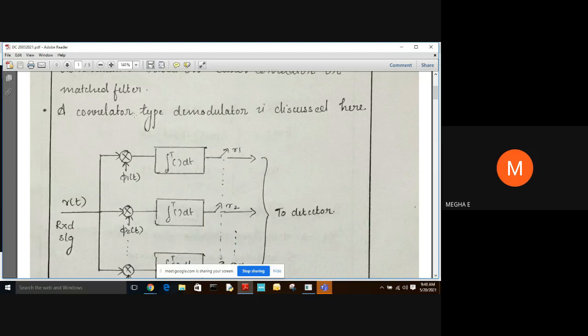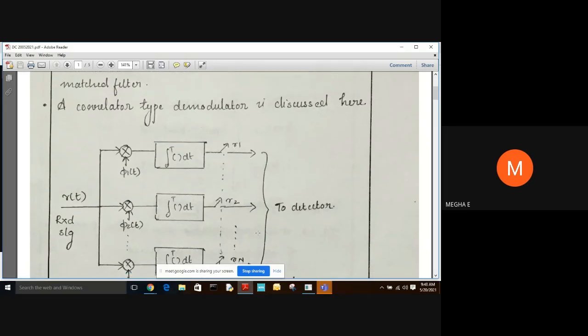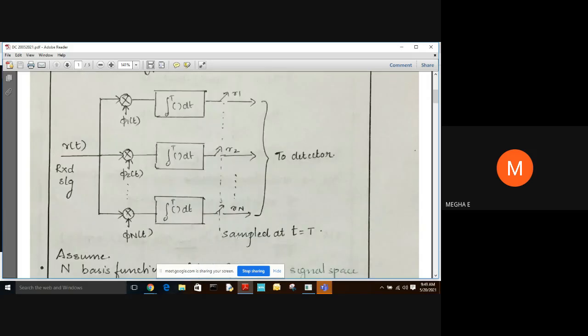We use the term correlator because here we can see a product modulator followed by an integrator. The signal demodulator converts r(t), the received signal, into a vector signal r1, r2, r3, up to rn, the vector components. This output is given to a detector. The detector takes the vector at the output of the demodulator. So this is our demodulator, and this output is given to a detector.